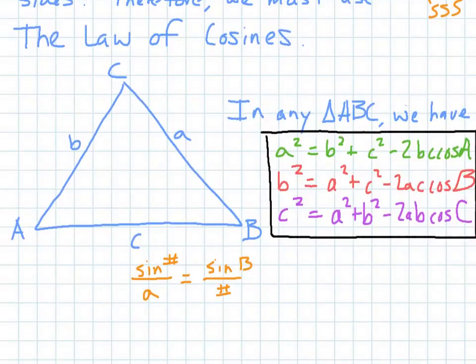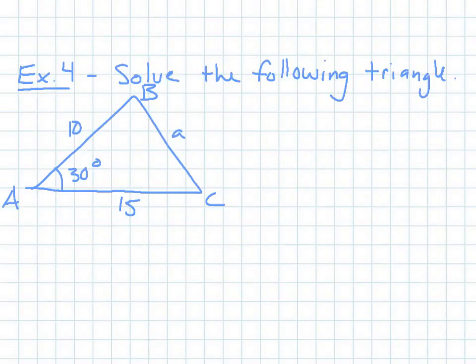Okay? So in any triangle ABC, we have the following formulas. Now, these are all interchangeable. The first one is a squared equals b squared plus c squared minus 2bc cosine of A. It's going to be the same for the second one in red and the third one in purple. You're just switching around the letters because you know different parts of the triangle. It's kind of like law of sines, where you can set up any proportion you want based on the information you know. Okay? So let's go ahead and try it.